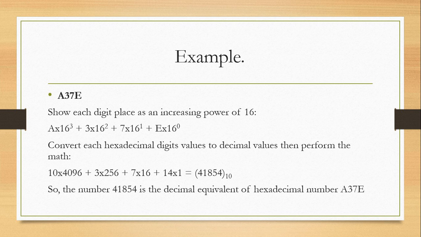The last example, A37 is exactly the same procedure. It's very easy conversion. Convert each hexadecimal digit to decimal values and perform the math. 10 into 256 plus 3 into 16 plus 7, and then we get the value of 2615. And this is the decimal equivalent.